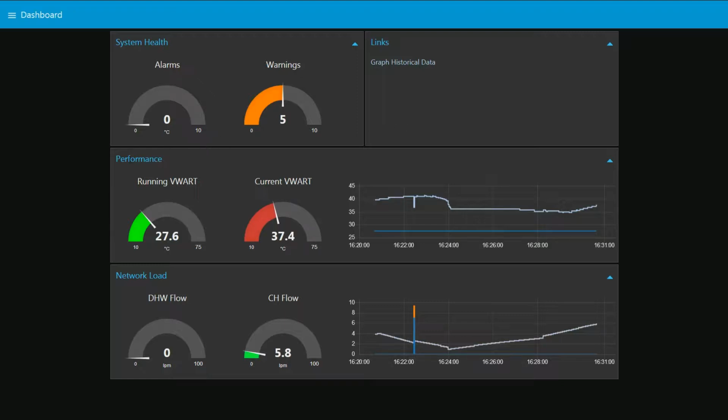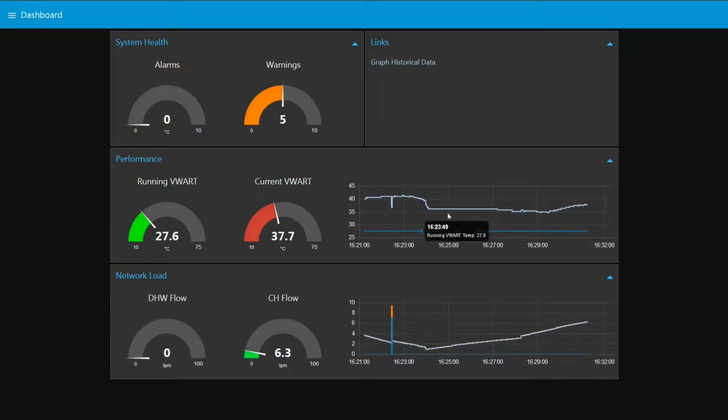We also have a performance panel. Now this panel gives us an overview of how efficient the network is running at the HIU level. So we have a current VART, which is showing the volume weighted average return temperature from the heat interface units going on at this moment. This is summed over time to give us our running VART. So this is the VART since the system has been turned on. So the overall VART on this heat network is 27.6 degrees C. And this can be seen here over on the right, where they're graphed up.